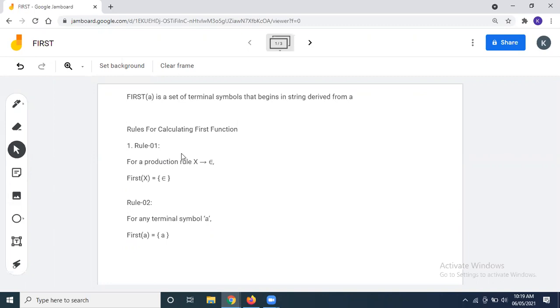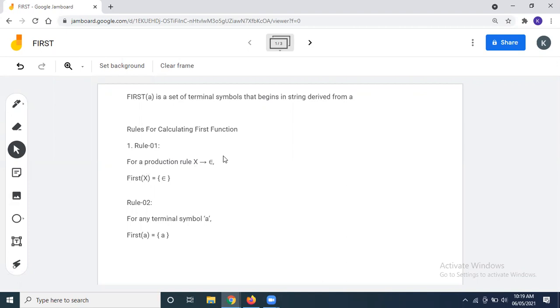Here we have different rules for calculating FIRST. It is a function. What is FIRST? FIRST is a function, which is nothing but a set of terminal symbols. Now here they're telling, for a production rule, X derives epsilon.